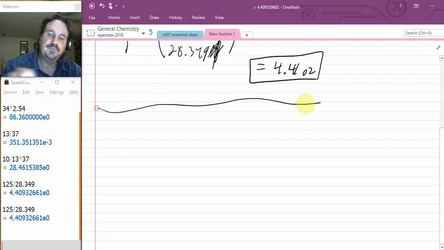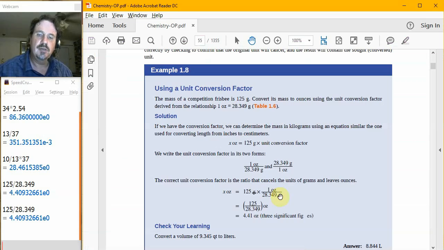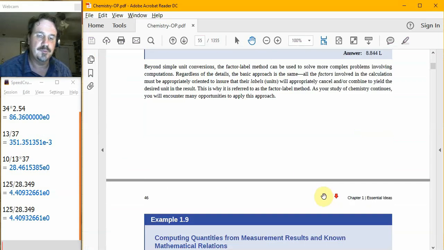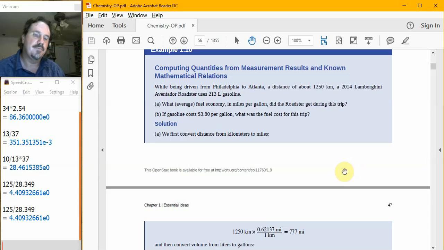Let's try another one. Maybe one that's a little more challenging. So, oh, by the way, 4.41 is what they also got. So that's good. Let's go for 1.10 here.